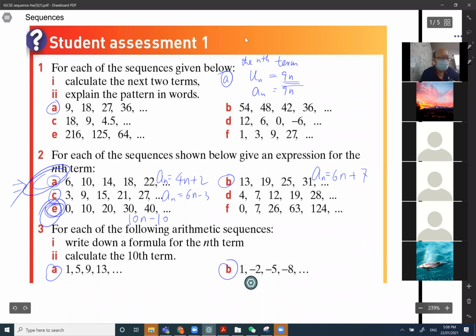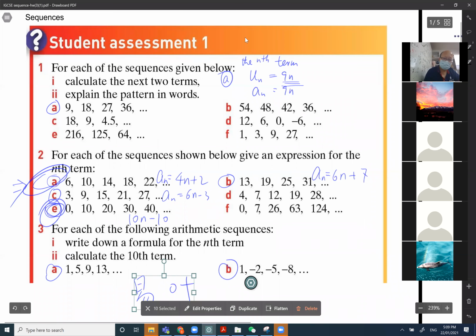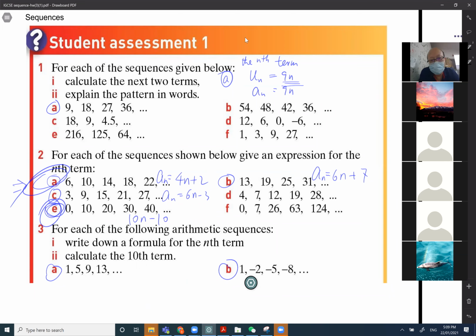Yes. I think your last name is E or Ye. Oh, this one. It's yeah in Chinese. Oh, you mean here? Everyone just says yeah. Okay. 10n minus 10. Very good.